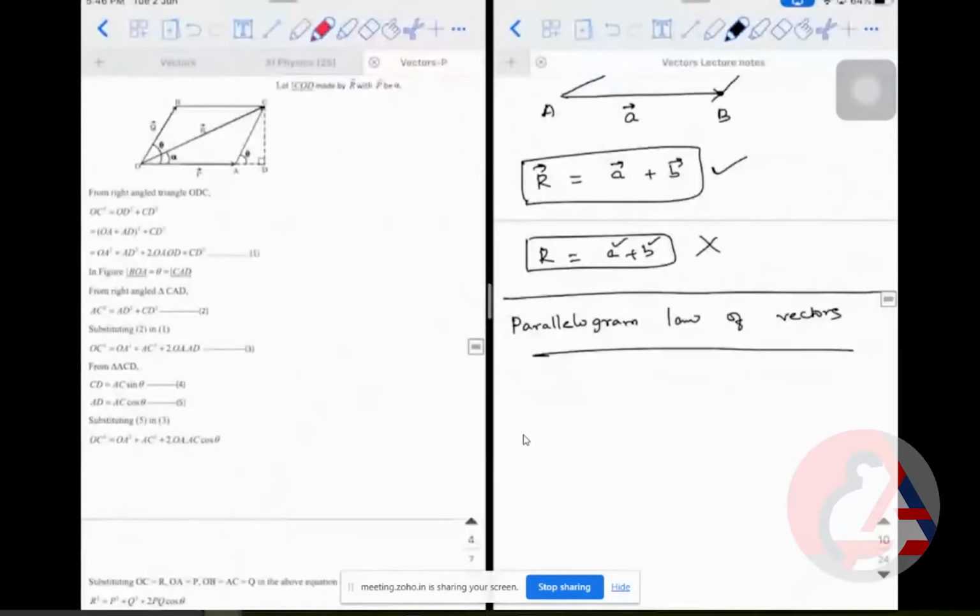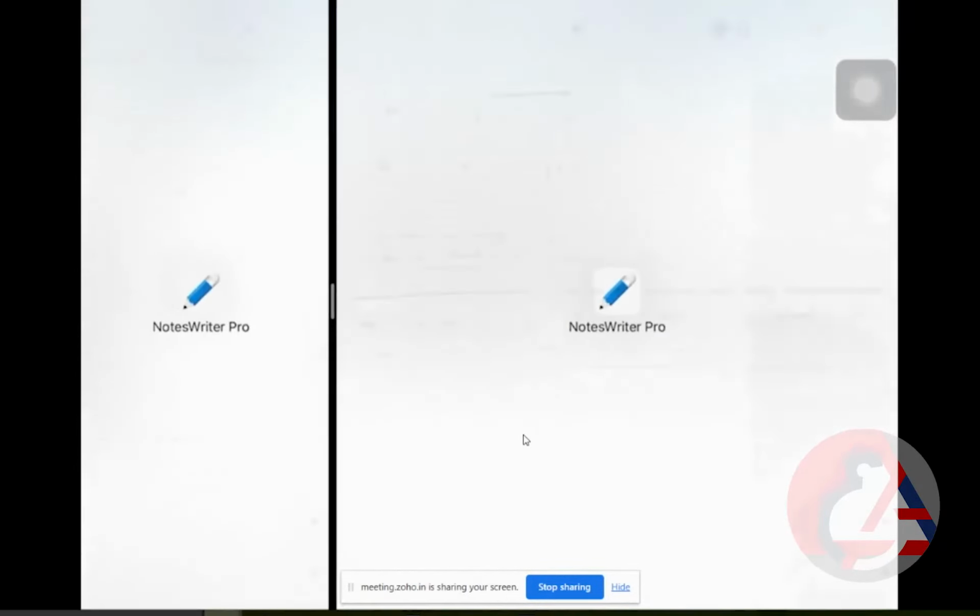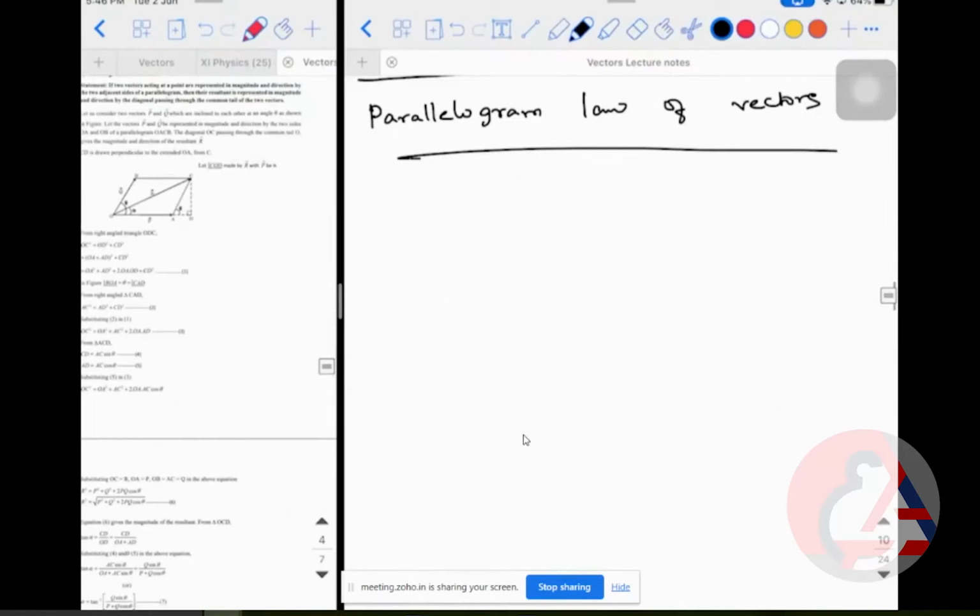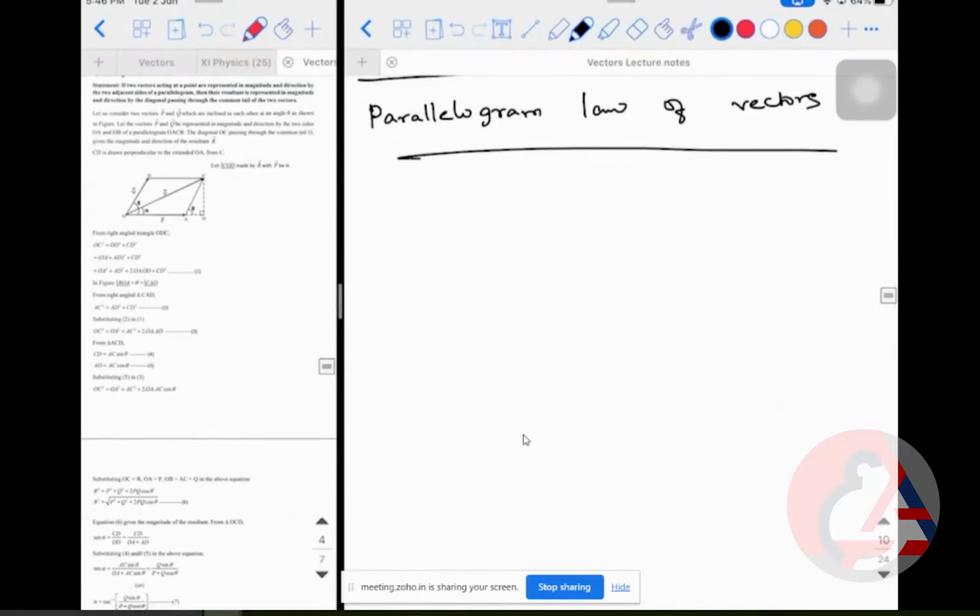So can someone read the statement? If two vectors are acting at a point. So how will we start the triangle of vectors? Triangle of vectors also started with two vectors only. But how are those two vectors? So try to differentiate. For the triangle of vectors, what are the two vectors? They're adjacent sides. Whereas in the parallelogram law of vectors, how is it starting?